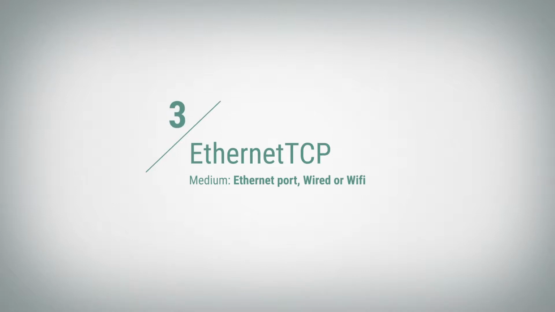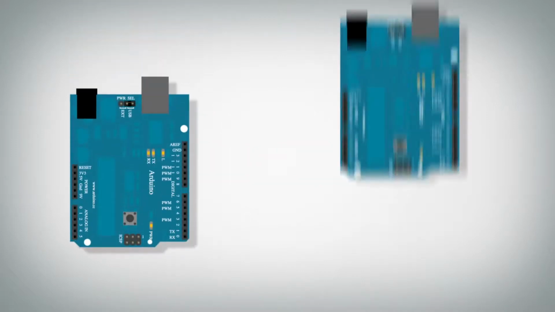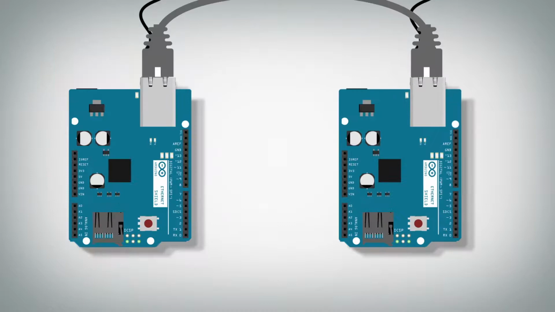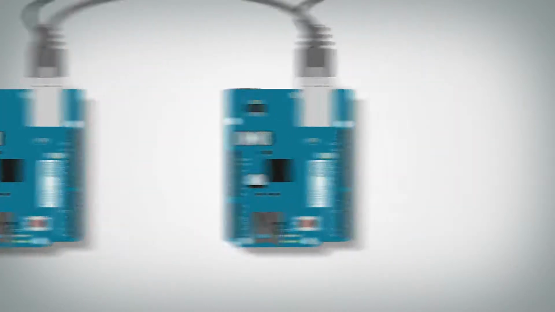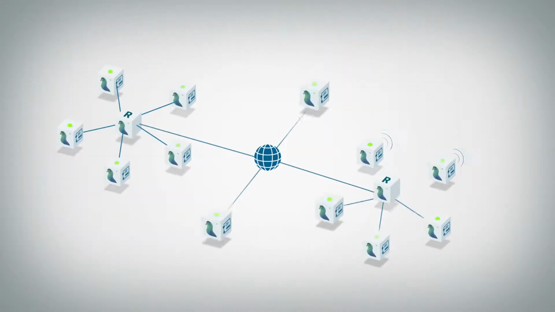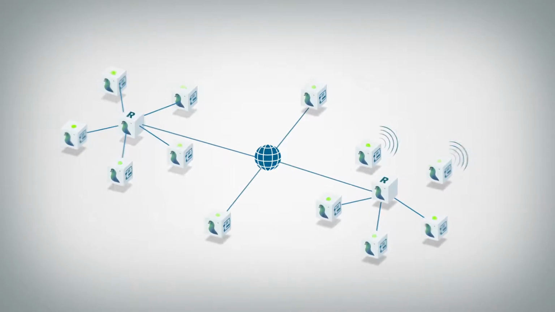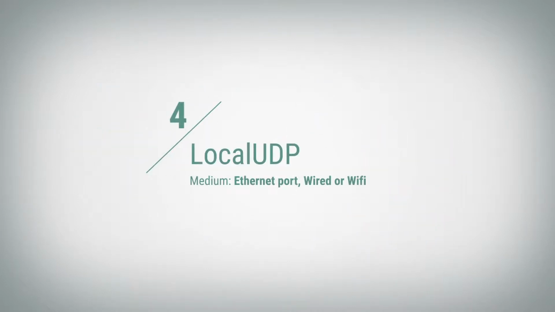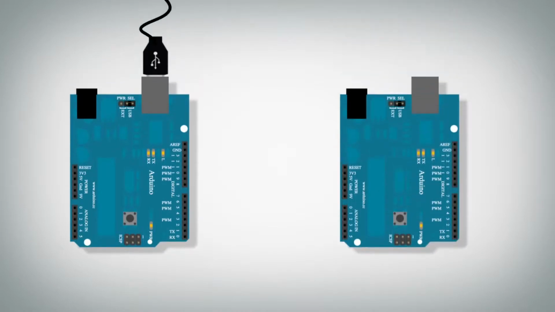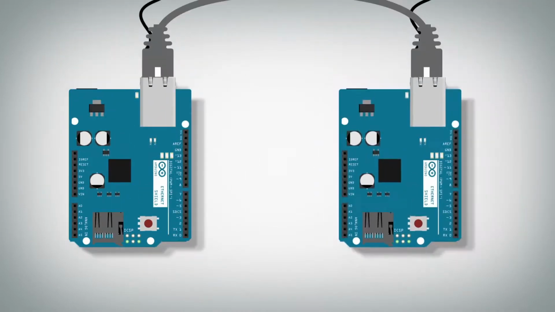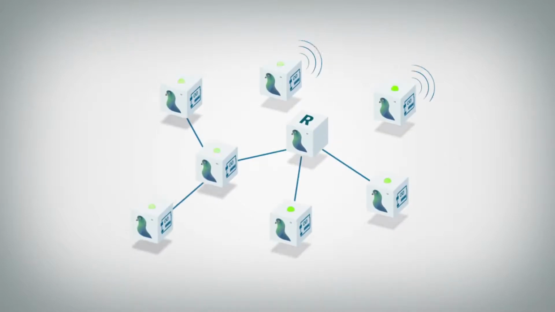Ethernet TCP. With the Ethernet TCP PJON strategy, multiple devices with Ethernet ports can use PJON to communicate with each other on a LAN, WAN, or across the Internet. LocalUDP. With the LocalUDP PJON strategy, multiple devices with Ethernet ports can use PJON to communicate with each other on a local subnet, wired or over Wi-Fi or both.